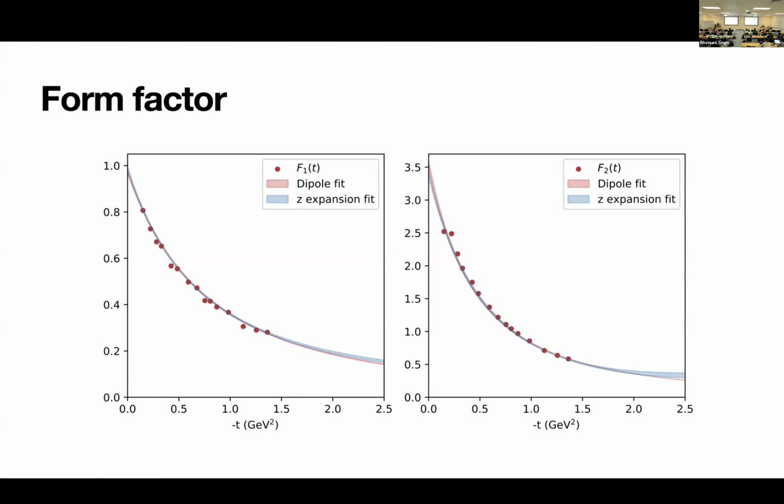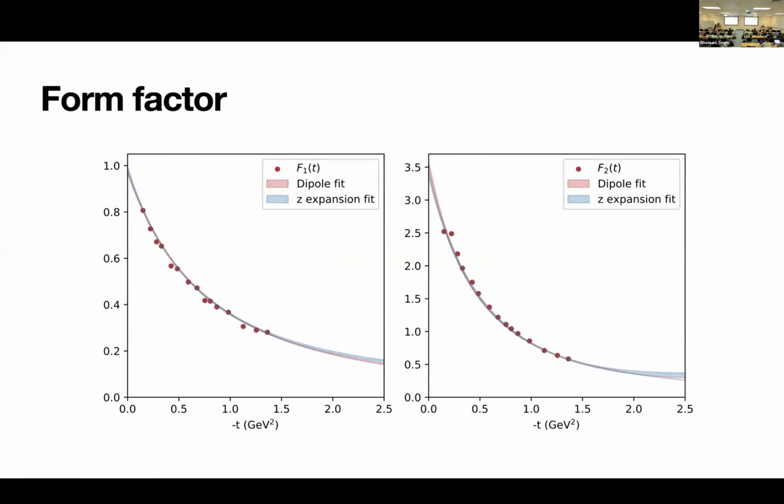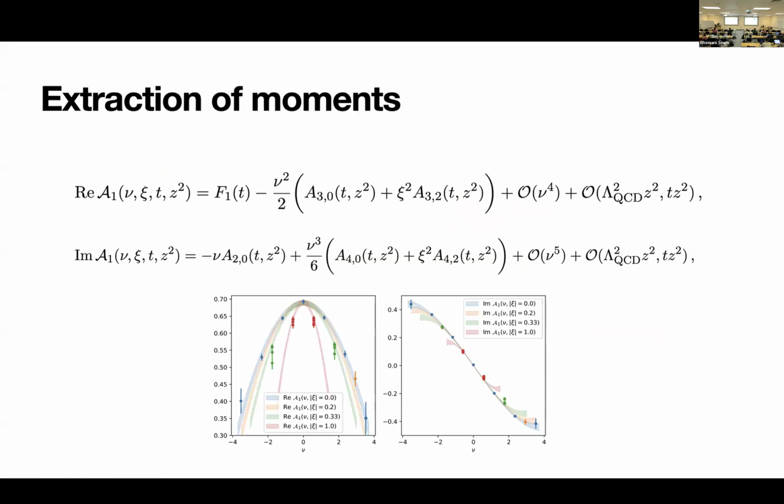So the generalization of the form factor is the so-called generalized form factors. What are the generalized form factors? If you go here, and if you take the moment, the Taylor series expansion with respect to nu of this generalized amplitude that comes in the Lorentz decomposition of the GPD matrix element, then it expands in powers of nu this way. The leading term is the form factor.